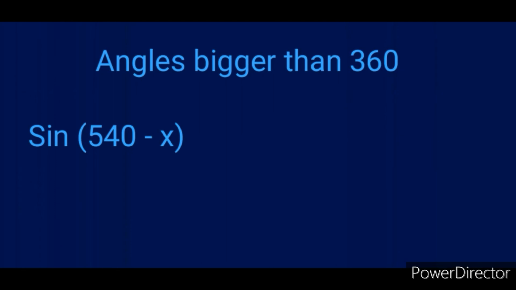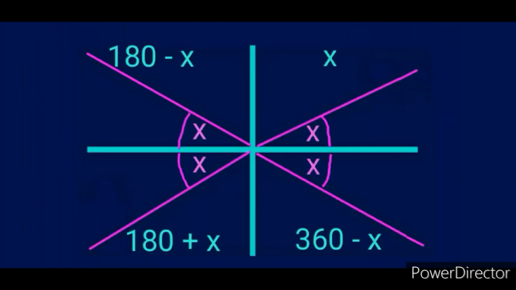Alright, here is the first example. So, you are given a situation sine 540 minus x. What do you do in this situation? Well, it's very simple. All you have to do is to subtract 360 until you have got something familiar. It has to be familiar to one of these stuff that you have learned, one of these stuff that you have been told to memorize.